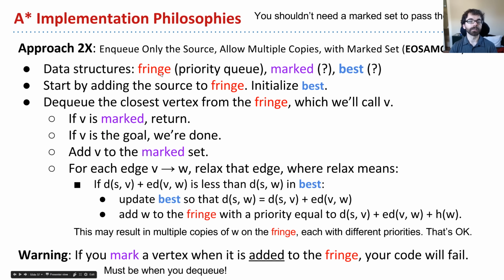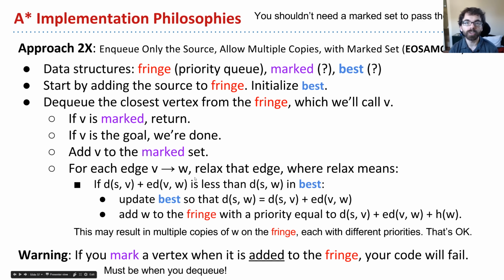So what this approach does is you start by adding the source to the fringe and you initialize best, and I guess you should also initialize marked, but I'm assuming it's all empty, right? We dequeue the closest vertex on the fringe, which we'll call v. If v was already marked, we'll return. We'll say this is something that was already visited, so there's no need to do anything. If v is the goal, we're done. And then at this point, if we've dequeued v and there's still more work to do, we'll note that v has been marked. We're just saying to the world, v has been handled, so if it comes up again, don't do it. And then we'll say, for each edge from v to w, we'll relax the edge, just as I said before. And everything here is exactly as before.